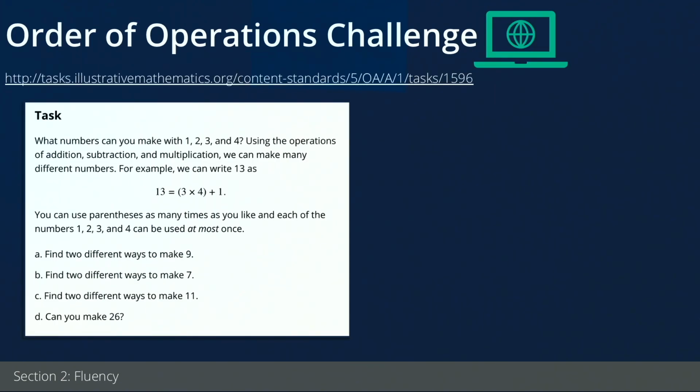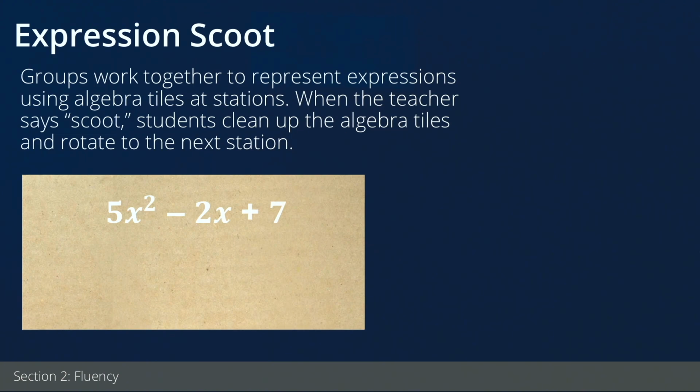Another thing that students can do is an order of operations challenge. You can find this on this link here. But here the task might be, well, what numbers can you make with 1, 2, 3, and 4? Using the operations of addition, subtraction, and multiplication, they can make many different numbers. And so here, the students are tasked with finding 2 different ways to make 9, 2 different ways to make 7, 2 different ways to make 11, and then a challenge of can they make 26?